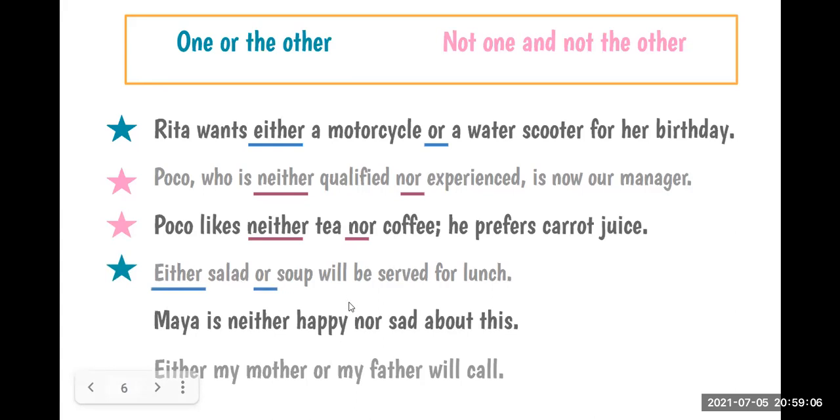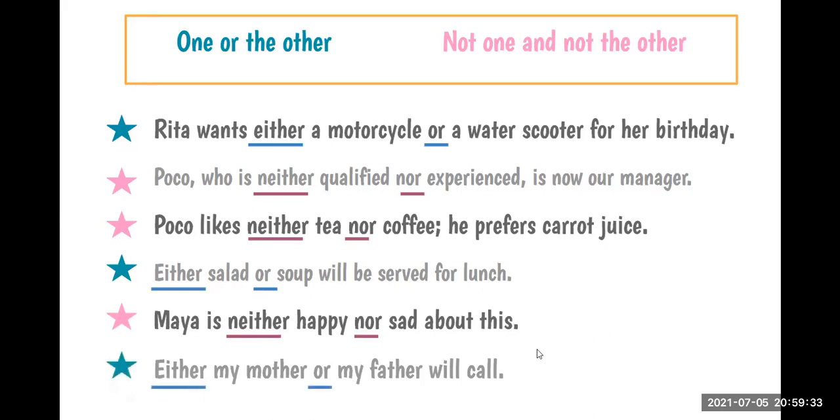The next one: Maya is neither happy nor sad about this. Not one and not the other. Very good. And the last one: either my mother or my father will call. In this one, we are using one or the other, right?